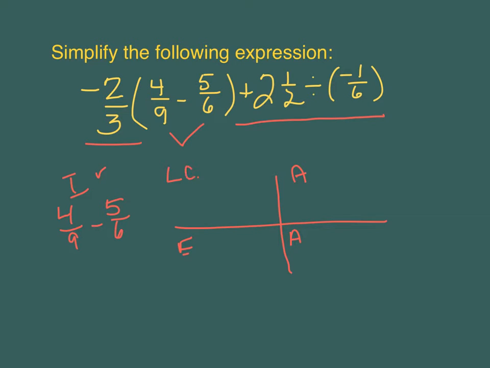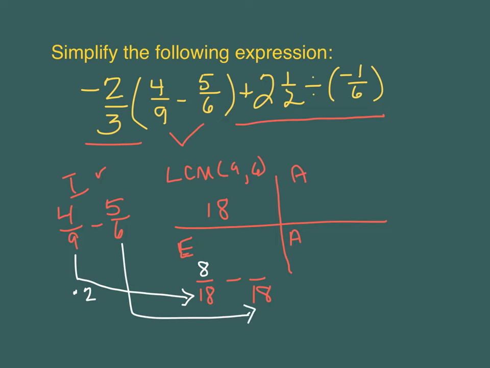Next thing I'm going to be doing is find the LCM of 9 and 6. Least common multiple, 9 and 6, the lowest number that they both go into, of course, is 18. I need to use that 18 to make my equivalent fractions. So how do I get from 9 to 18? That, of course, is times 2. So I multiply 4 times 2 and get an 8 up here.